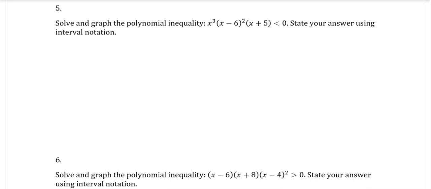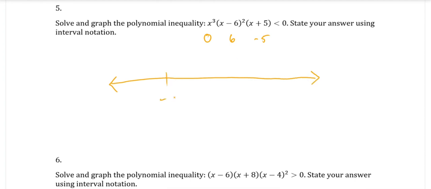Here's a lovely example because it's already factored for us. And if we know our tricks about multiplicities, there's very little to do with this problem. First of all, since it's already factored, we know its roots. We know this thing is going to have roots at 0, at 6, and at minus 5. So let's put a number line down that has a minus 5, a 0, and a 6 on it.